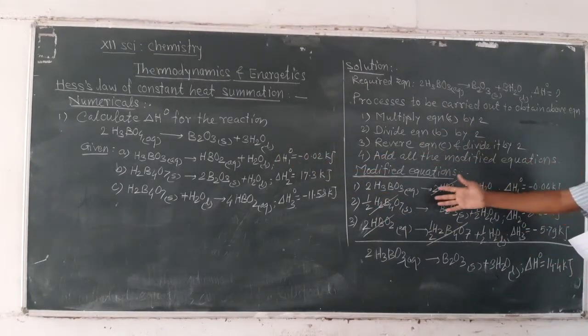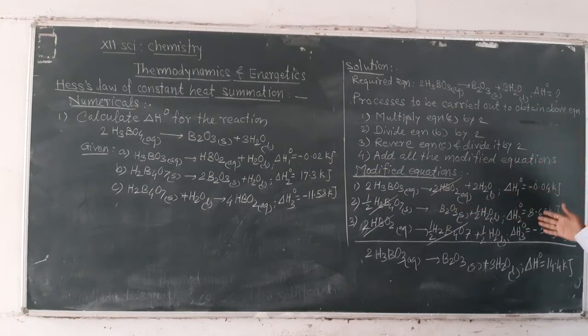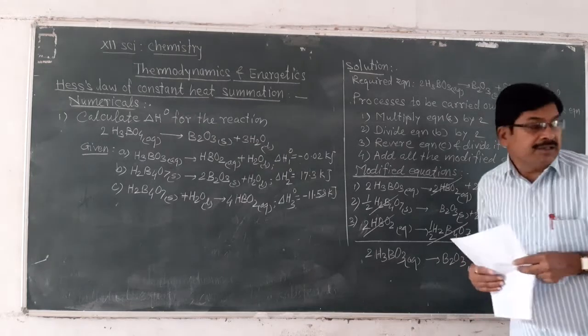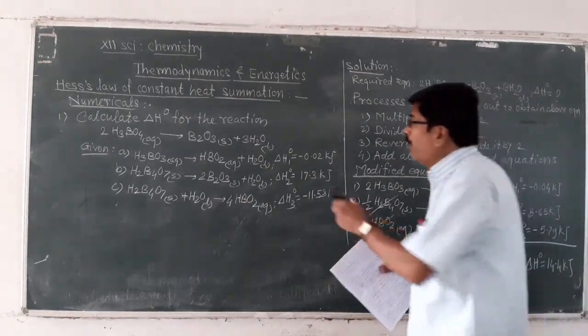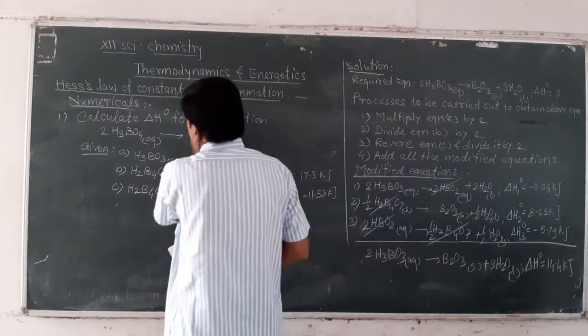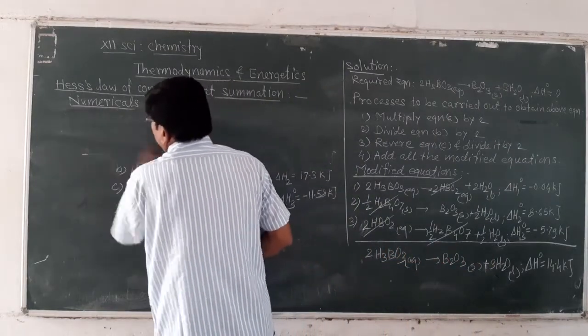Whatever changes are made on the thermochemical equations, the same changes are made on the enthalpy changes of these equations, and finally by adding all these enthalpy changes along with their signs, we get the enthalpy change of the given reaction. In this case, the enthalpy change of the reaction is plus 14.4 kilojoule. In this way, we have seen the first problem. Now we discuss the second problem.